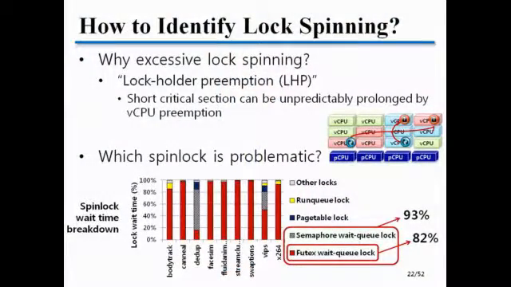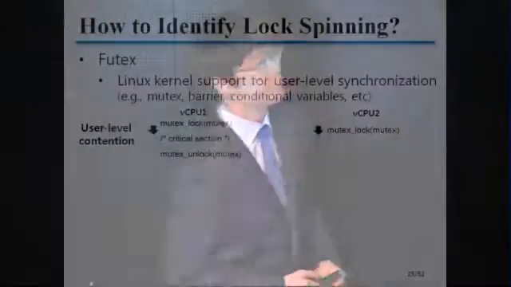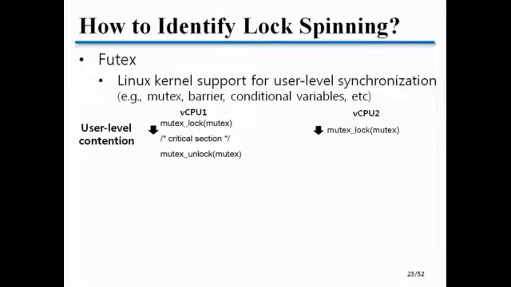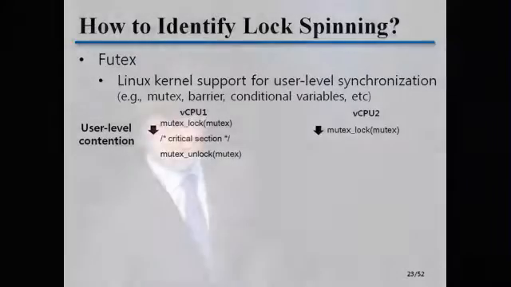In order to figure out which spin lock is problematic, we did the lock spinning breakdown also. As you can see, the red bar, the futex wait queue lock, is a dominant source of lock spinning, accounting for 82% of total wait time. And including semaphore wait queue locks, 93% of total wait time is spent to protect the wait queue. So let's look at why and how the futex is involved in the excessive lock spinning.